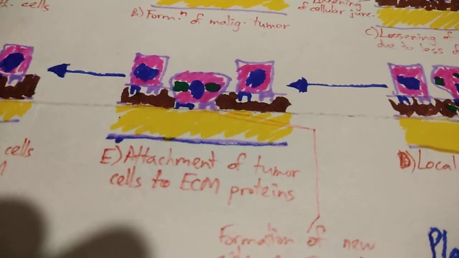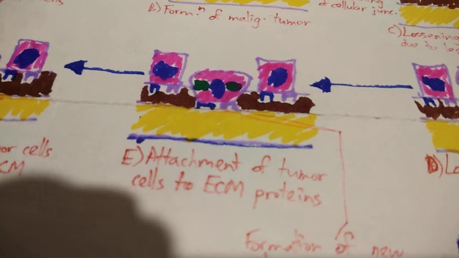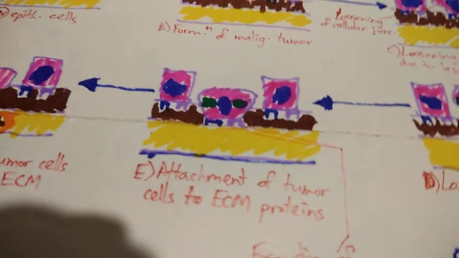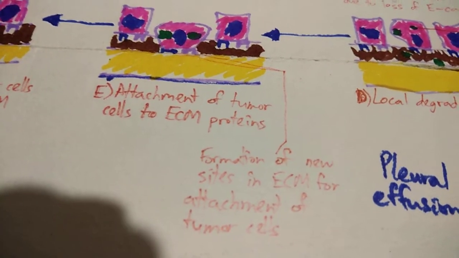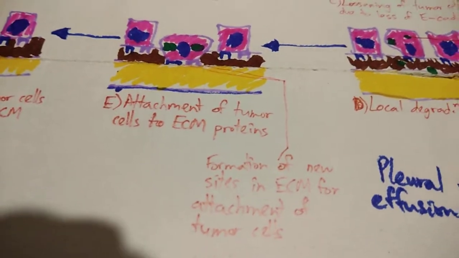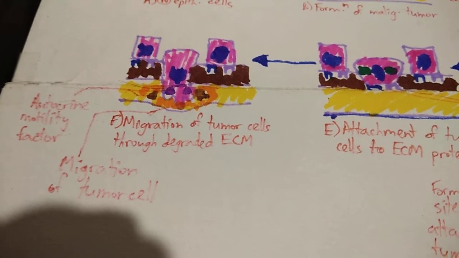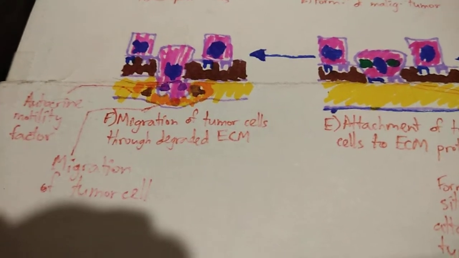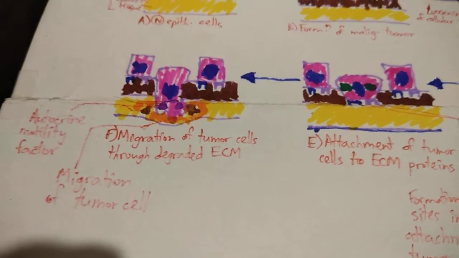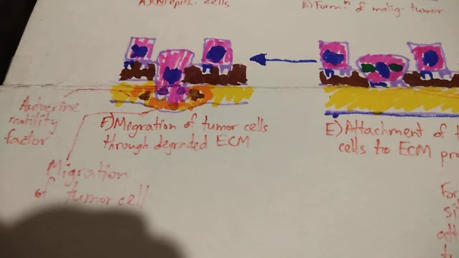Then there's attachment of tumor cells to extracellular matrix proteins. See, you find these tumor cells, which just recently arose, slip their receptors down to ECM proteins and attach themselves. So there's now formation of new sites in the extracellular matrix for attachment of tumor cells. And then there's eventual migration of tumor cells through the degraded extracellular matrix. These tumor cells form their own autocrine motility factor, or they can slip away. They breach through and slip away through the degraded extracellular matrix, and then they migrate through a narrow tunnel.